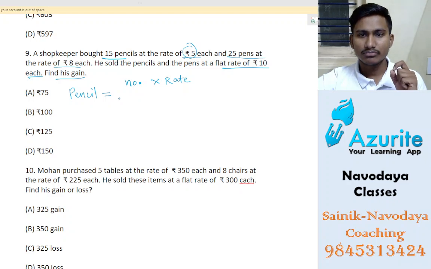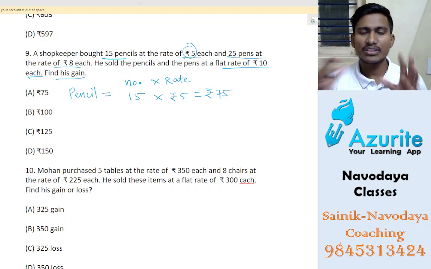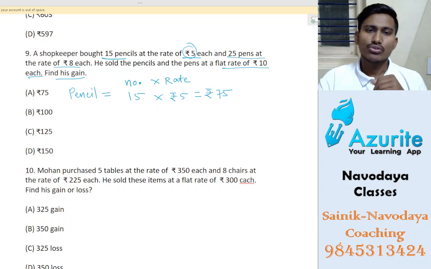Right? So the number of pencils is 15, into the rate, how much? 5 rupees each. So total how many rupees? 75 rupees. If you multiply the number of pencils with the rate, you will get the total amount. So for 15 pencils, 5 rupees each means 75 rupees.